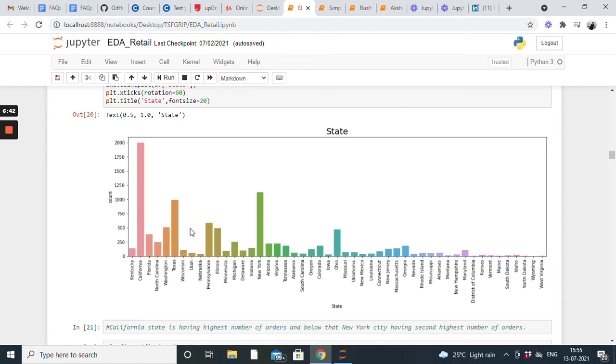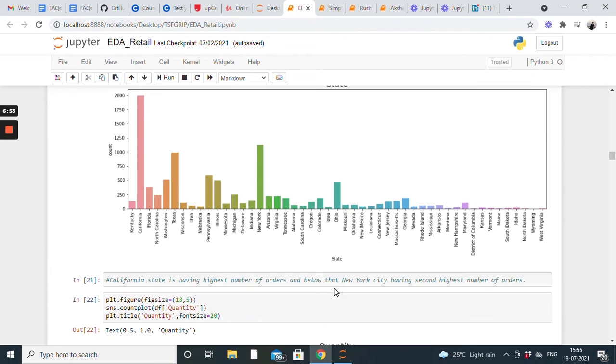As per state, here we clearly see California is the state having the highest number of orders, right? Below that is New York City. New York City is having the highest number of orders after California, right?